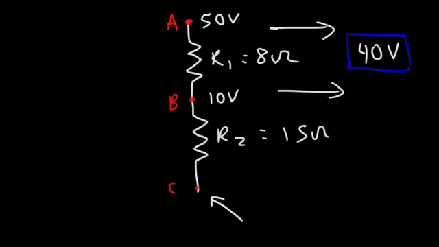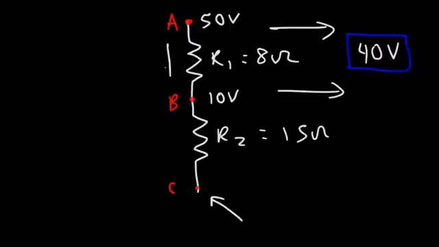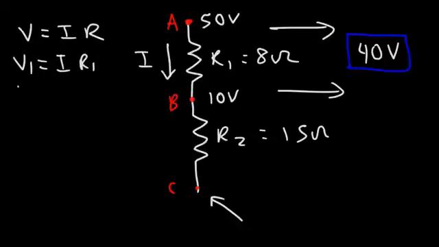Now, in order to calculate the potential difference or the voltage drop across R2, we need to determine the current flowing through R2. Because there's only one path for the current to flow through these 2 resistors, these 2 resistors are in series. So we need to calculate the current flowing through R1. We'll call it I. So let's use Ohm's law. V is equal to I times R. So V1 is going to be equal to I times R1. V1 is 40. That's the voltage across R1. And R1 is 8. Dividing both sides by 8, the current is going to be 5 amps.